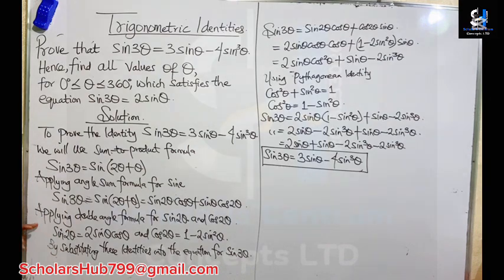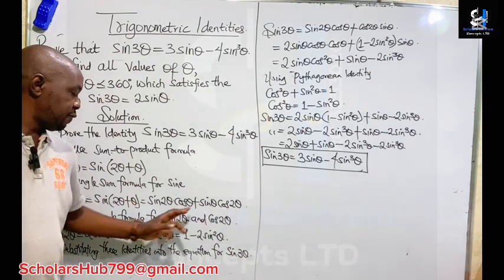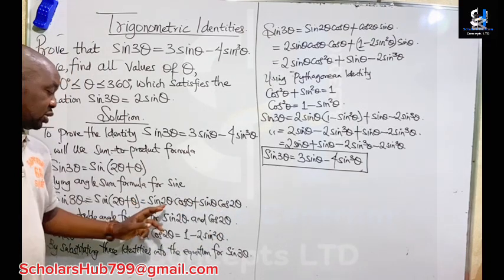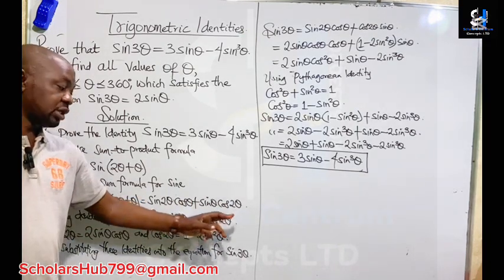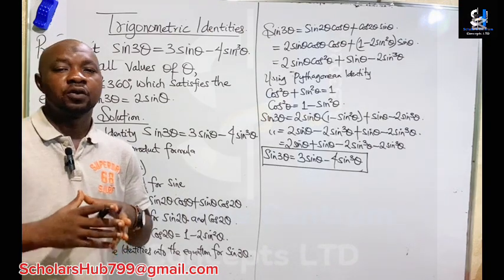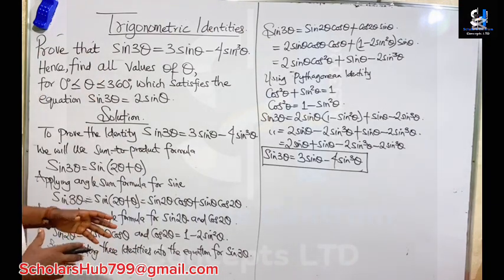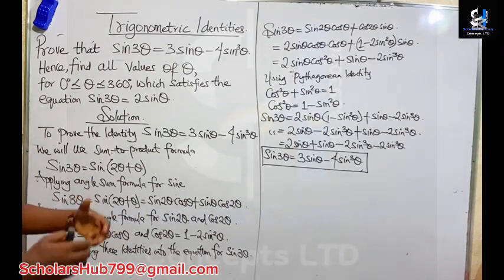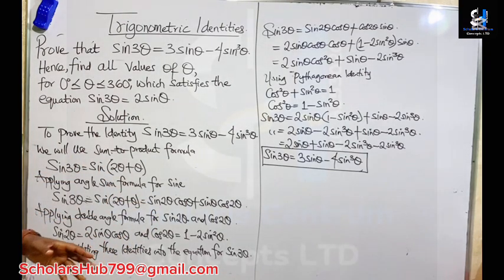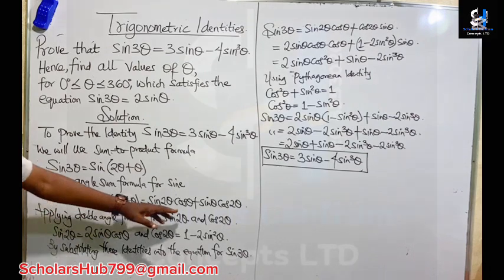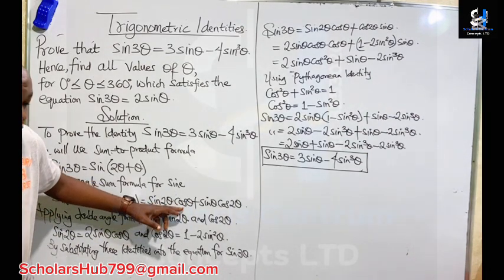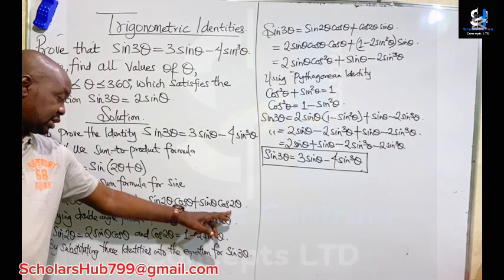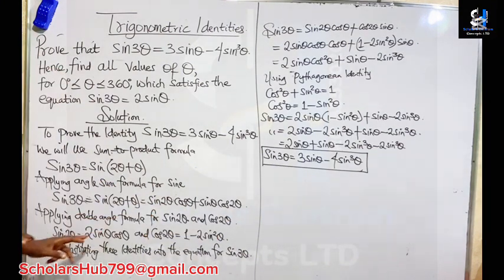And also, because we have the double angle formulas for sine 2 theta and cos 2 theta, our goal is to write this in terms of sine. We change all the cosine into sine. The only way to change cosine to sine is to write the double angle formula for cos 2 theta and that of sine 2 theta, which is what we have here.